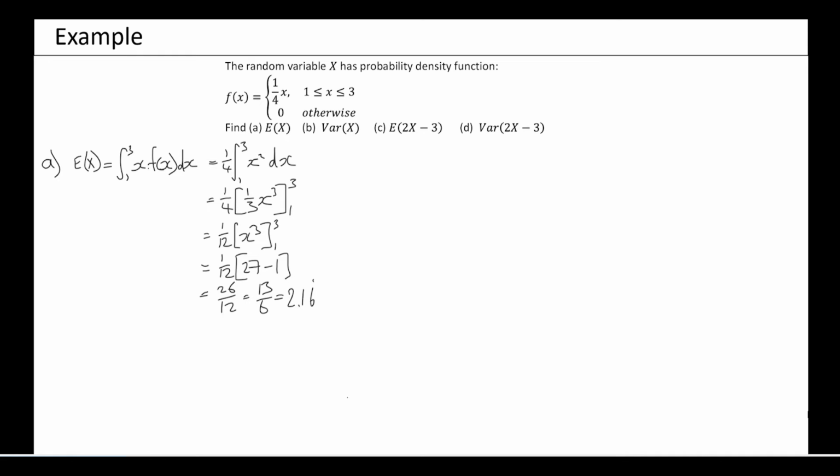To find the variance, let's make sure we get both of these steps correct. To find the variance, we'll start with the expectation of x squared, and we'll find that by multiplying the function by x squared and integrating in between 3 and 1. So once again, I'll factorize out my quarter. This time round, we've got x cubed left to be integrated.